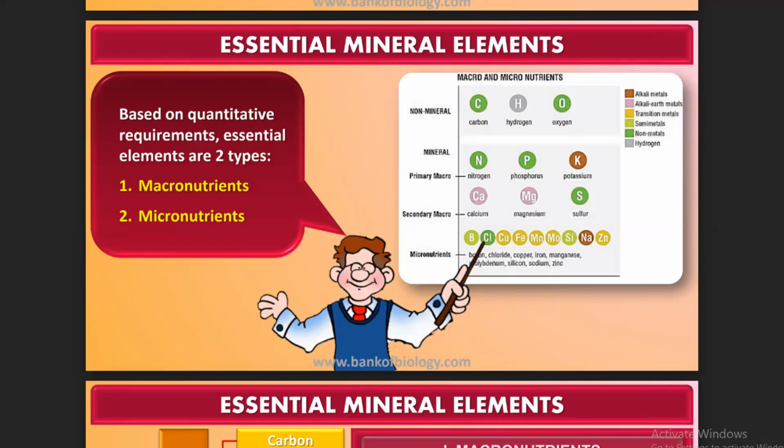Now here we have non-minerals like carbon, hydrogen, oxygen. Minerals we have nitrogen, phosphorus, potassium. Secondary macro we have like calcium, magnesium, sulfur, and micronutrients we have boron, chlorine, copper, iron, manganese, molybdenum, silicon, then sodium, and zinc. Okay. So you have to know all the micro and macronutrients and the difference between macronutrient and micronutrient.